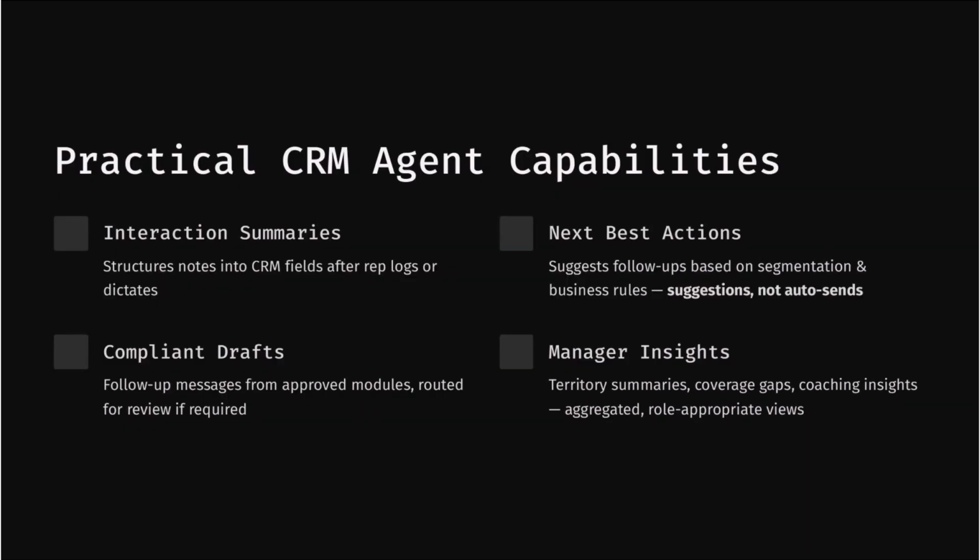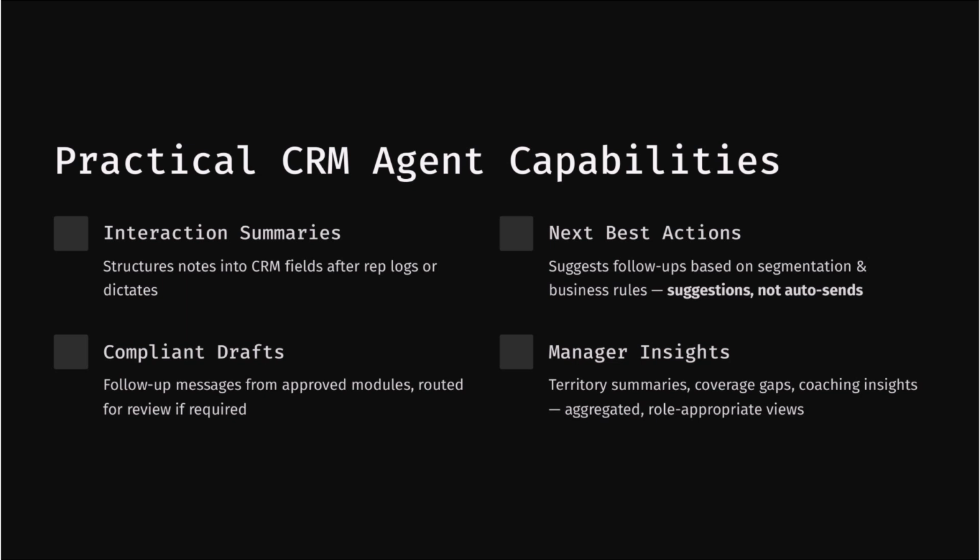A practical CRM agent will do things like this. After a rep logs an interaction or dictates notes, the agent summarizes the interaction into a structured format aligned to the CRM fields. It proposes follow-up tasks, like schedule a virtual detail, send an approved email, or request medical information support. It can recommend next best actions based on segmentation and business rules, but those actions should be suggestions, not automatic sends. It can also draft compliant follow-up messages using only approved content modules, then route those messages for review if required.